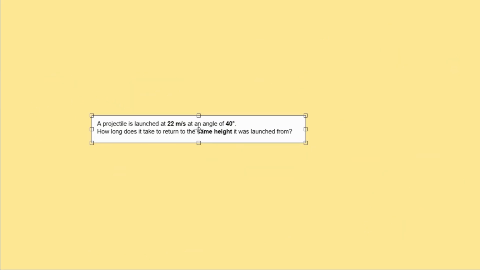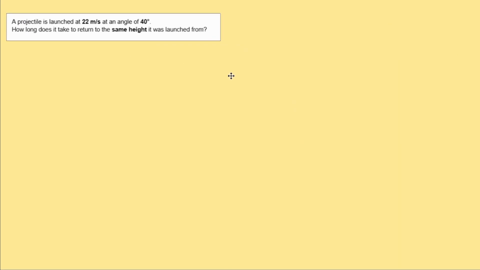I'll now give you the chance to pause and try this problem on your own before I go through the solution. And now I'll solve it. So we have a projectile launched at 22 meters per second and the angle is 40 degrees. How long does it take to return to the same height it was launched from?